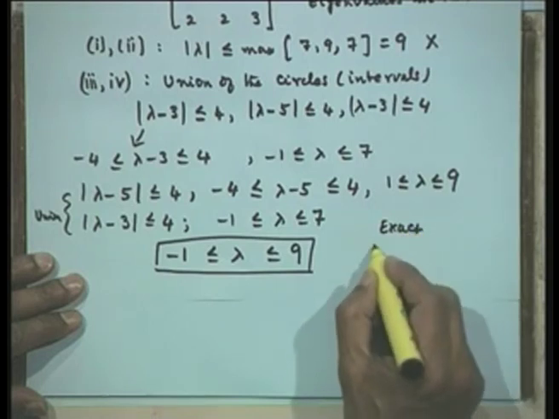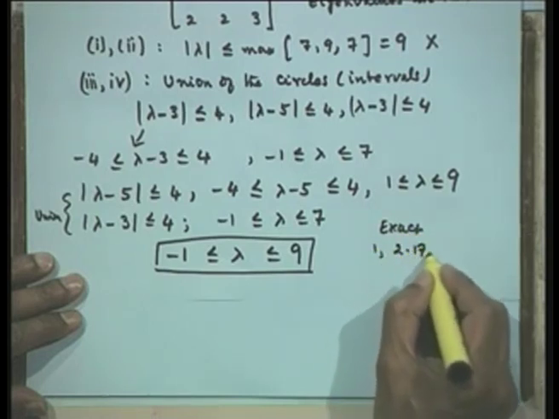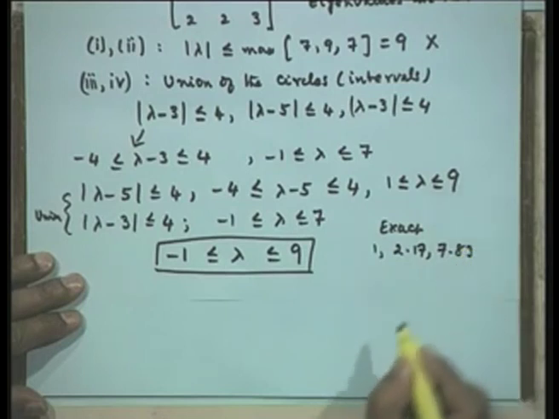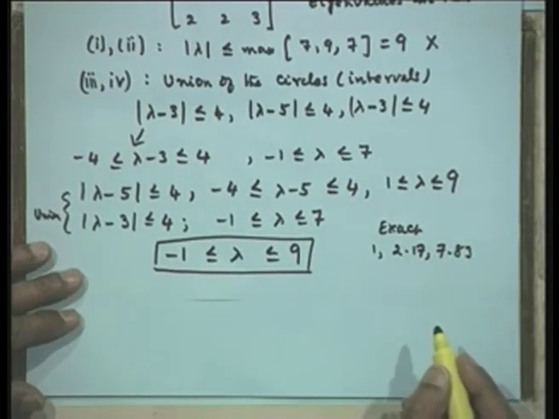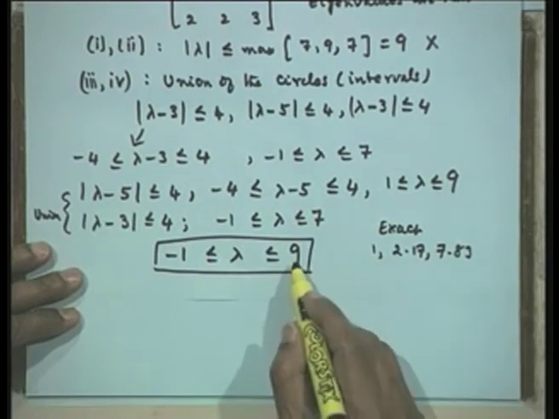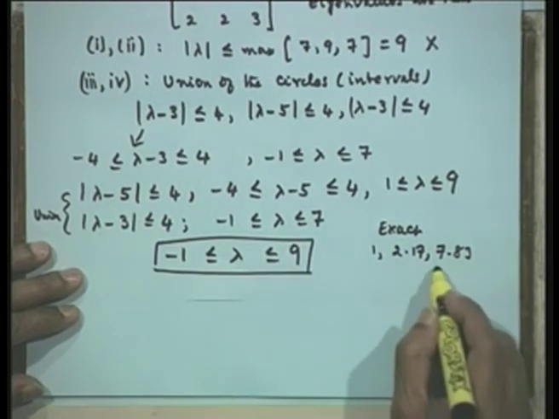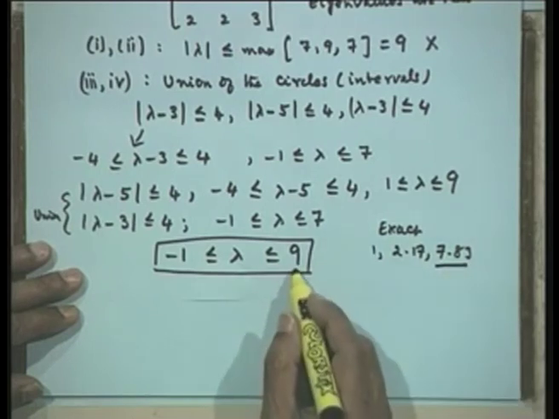The exact eigenvalues of this I will give you. The values are 1, 2.17, 7.83. These are the exact eigenvalues of this particular 3 by 3 system, which you can see that we have got a very good estimate of the eigenvalue. The bound is 7.83 and we have got 9 here as the interval.